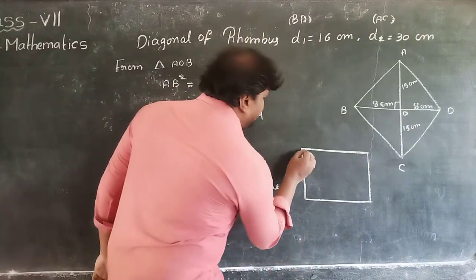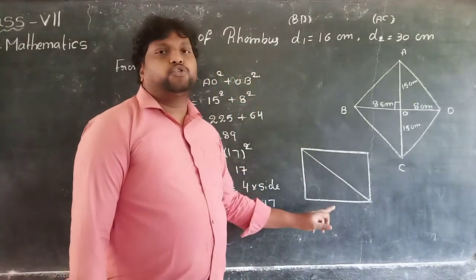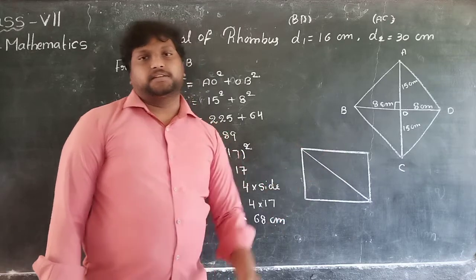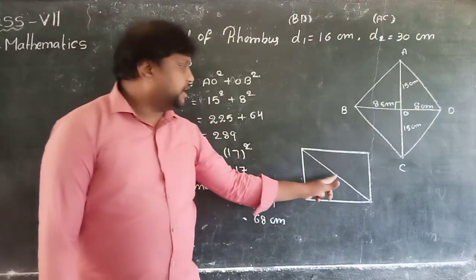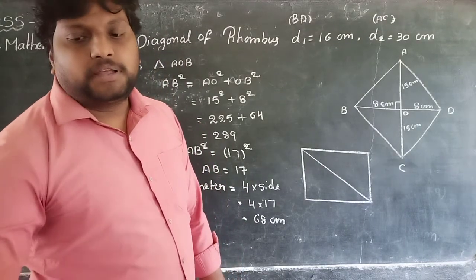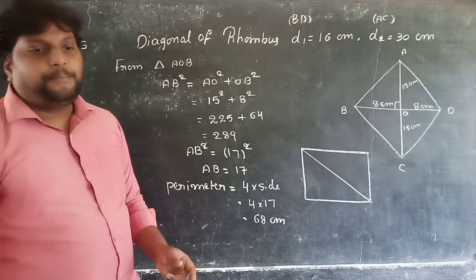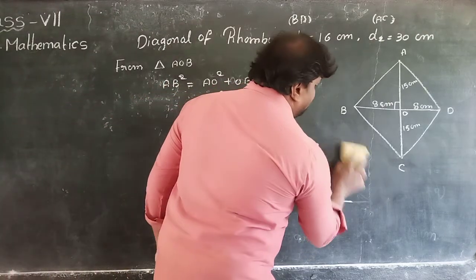Otherwise, in a rectangle, already we completed it in the previous problem. The area on the diagonal is equal to the area of length into breadth. Area of the diagonal is equal to length into breadth. This is the Baudhayana theorem. This Pythagoras theorem depends upon the Baudhayana theorem, both are equal. Okay, just write the theorem and prove it.